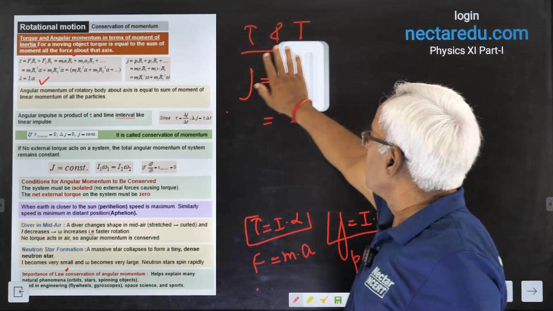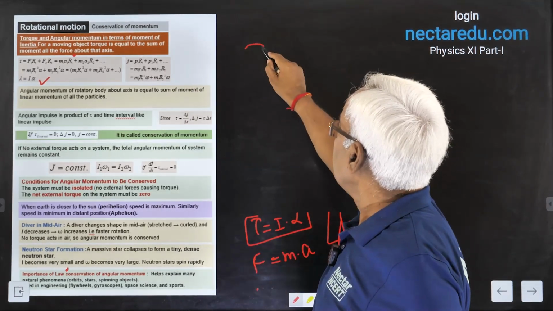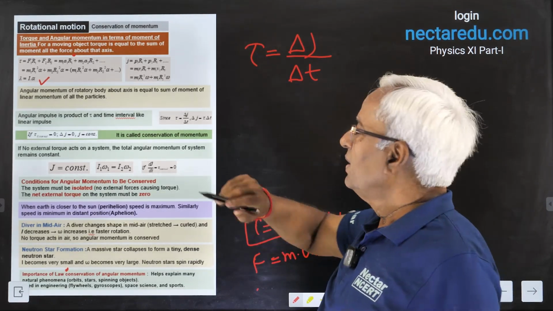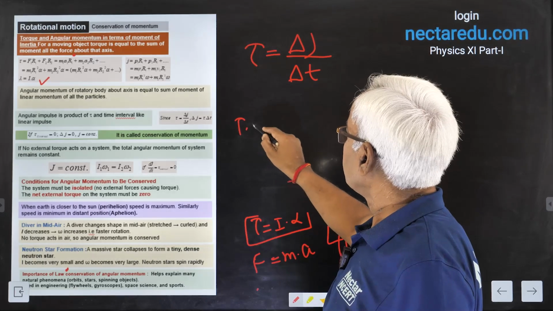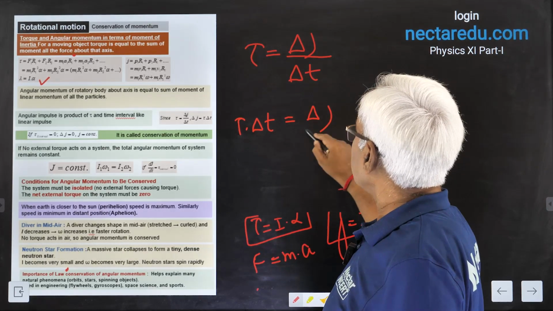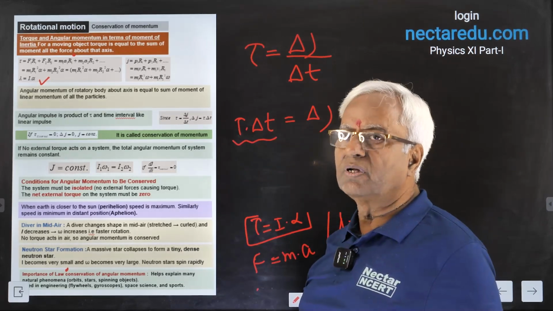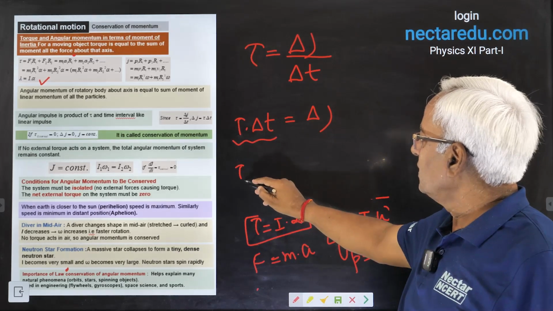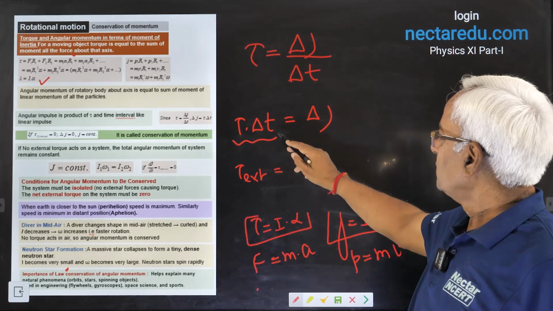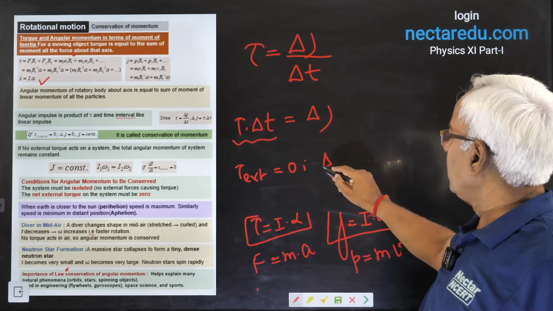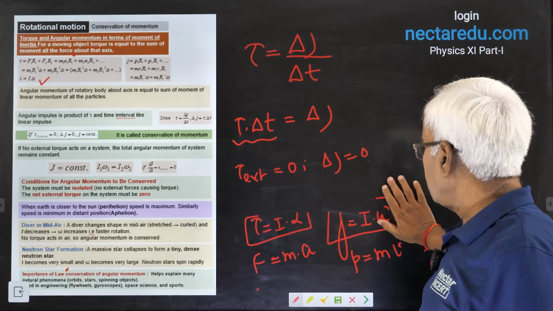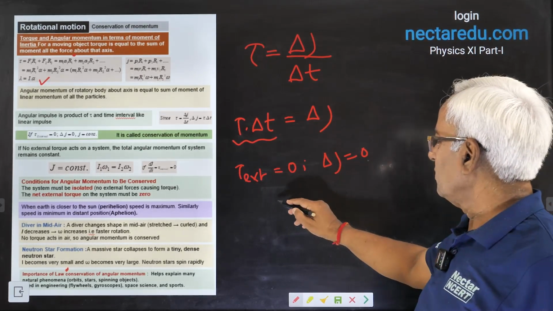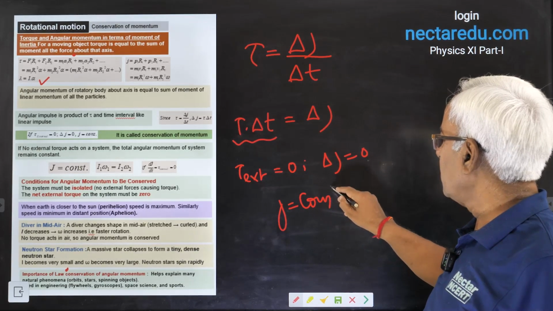Now let's review the relation for tau and J. You know, tau is delta J upon delta T. So tau delta T is delta J. This would be called angular impulse, the product of torque and time interval. But if tau external is 0, this will be 0. Delta J would be equal to 0. Delta J stands for change in angular momentum. If some quantity is not changing, obviously that's going to be constant.